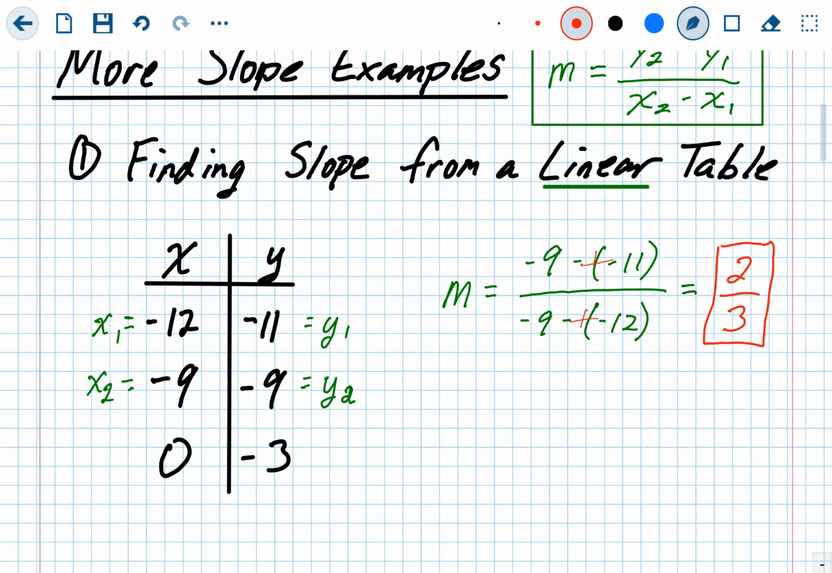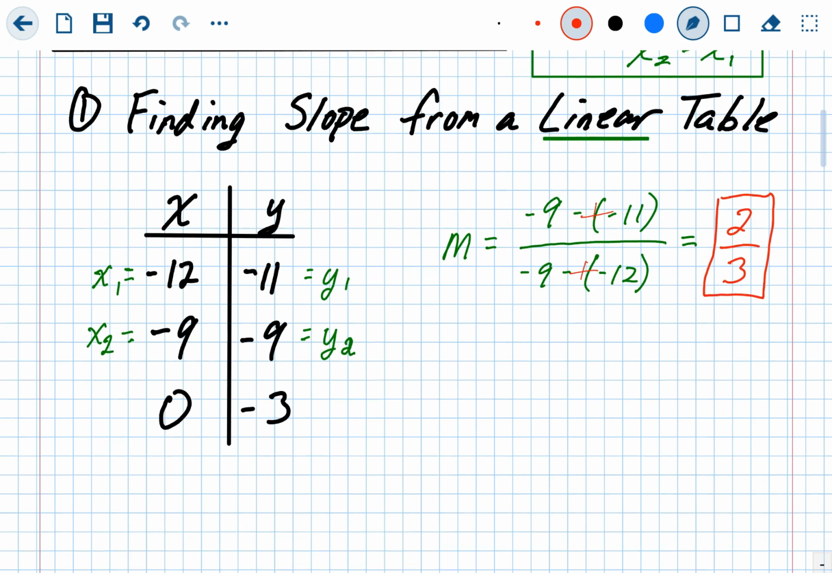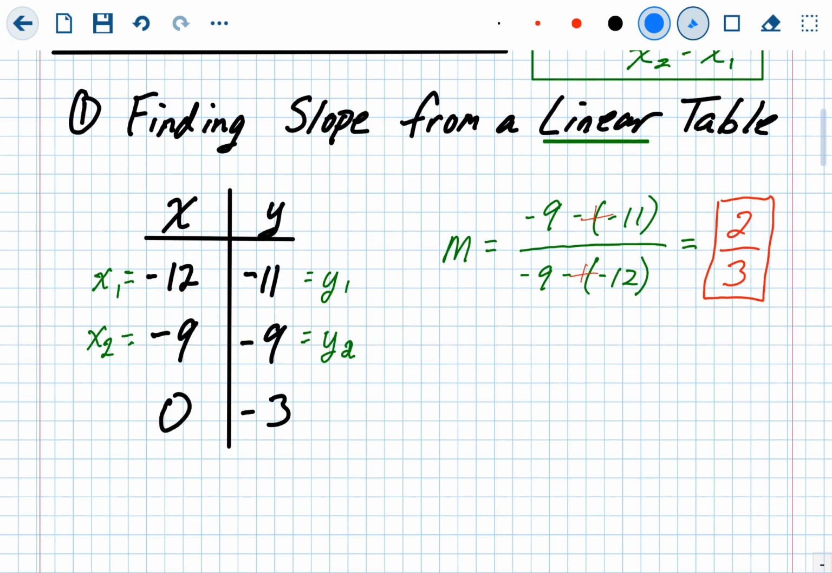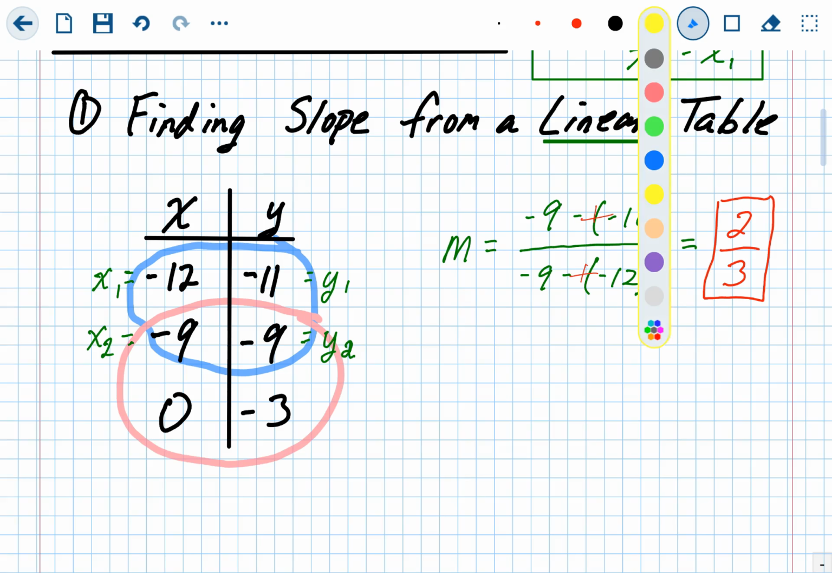Now it said it was a linear table, so what that means is linear equations always have a constant rate of change, or the same slope throughout. So we could try another one. It doesn't matter if you pick the first 2, you can pick the second 2, and we could try it with those values. You could even split the difference and have your ordered pairs be the first one and the last one. You could try each method. You should get 2/3 each time if it is in fact a linear table.